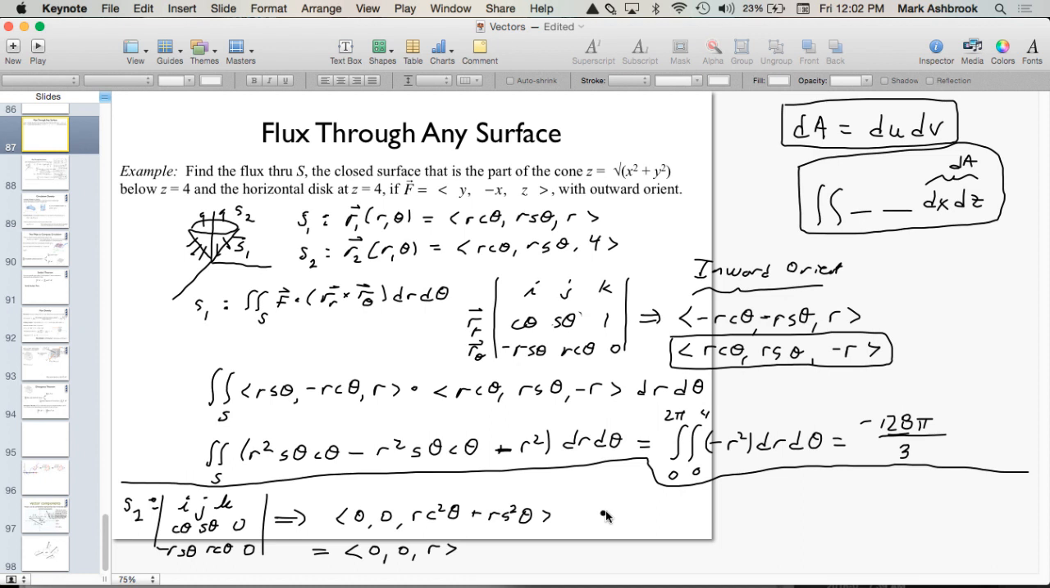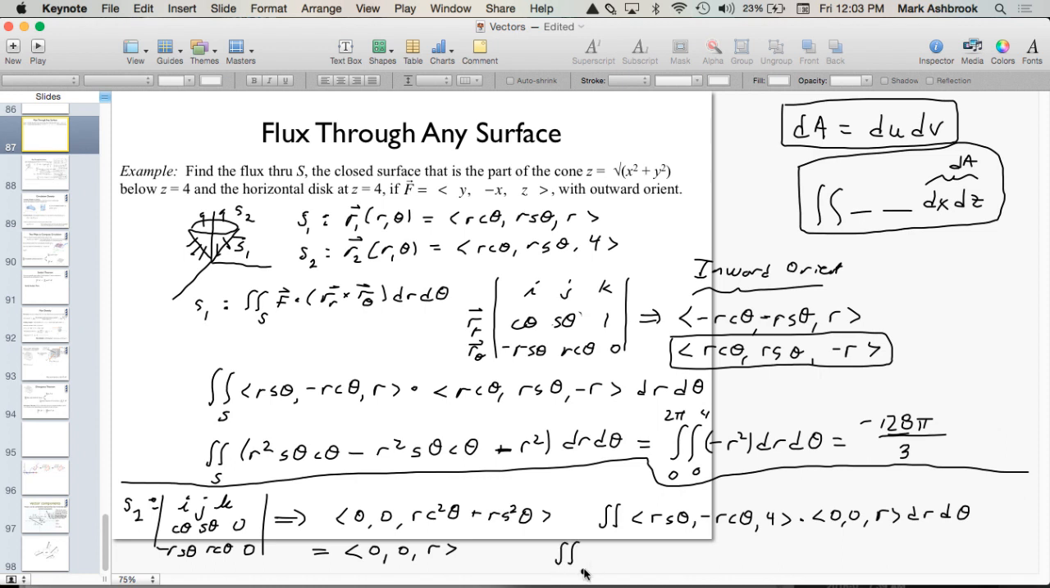And so then our integral will be r sine theta, minus r cosine theta, and z this time is now 4, dot 0, 0, r, dr d theta. Again, stop me if I make a mistake. Lots to keep track of here. Am I looking good?